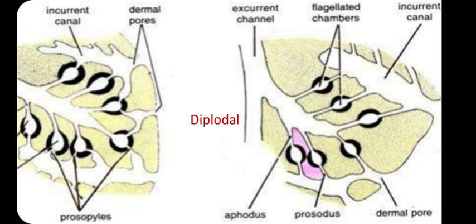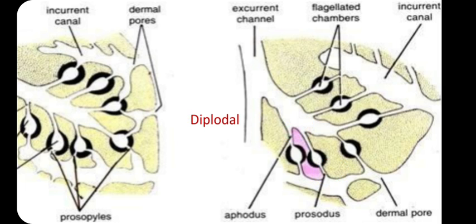And in the third type, the diplodal type, what has happened here? Both the prosopyle and apopyle have become narrow and tube-like. So this apopyle is called aphodus, as you can see here, and the prosopyle is called prosodus. Since both of them are canal-like, it is the diplodal type.